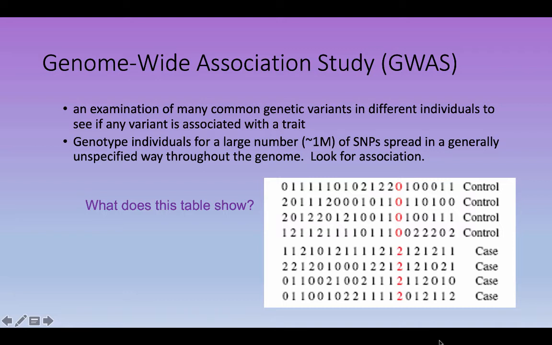And so the genotypes are at least 1 million SNPs here, spread throughout the genome, and we're looking for an association. If we look at this table down here, we've got our control and our case, and we can see that in this spot there look to be some definite associations of specific outcomes with the case versus the control.